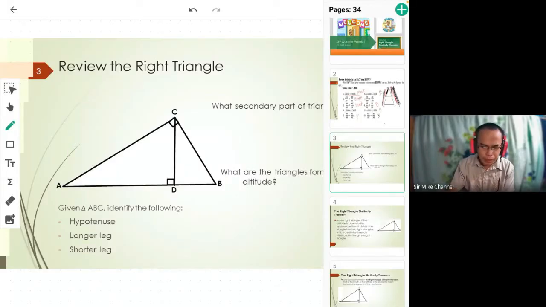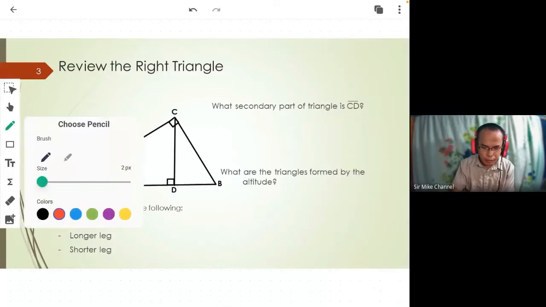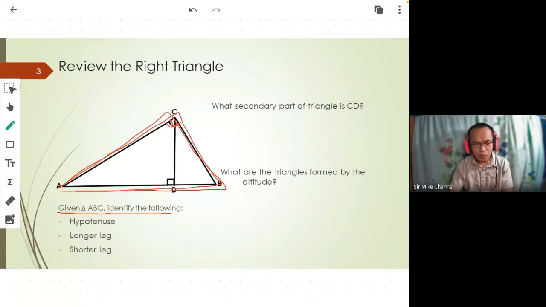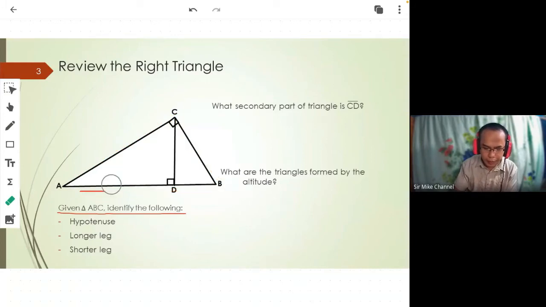Triangle ABC, itong malaking part na yan. So, ito yung A, B, and C. So, example siya ng right triangle kasi meron tayo dito 90 degrees. Okay, so given a triangle ABC, identify the following hypotenuse. So, what is the hypotenuse in this triangle? Anong line segment natin?